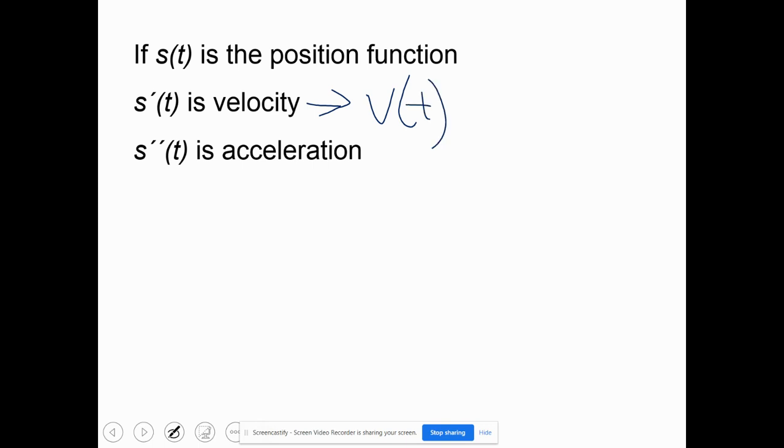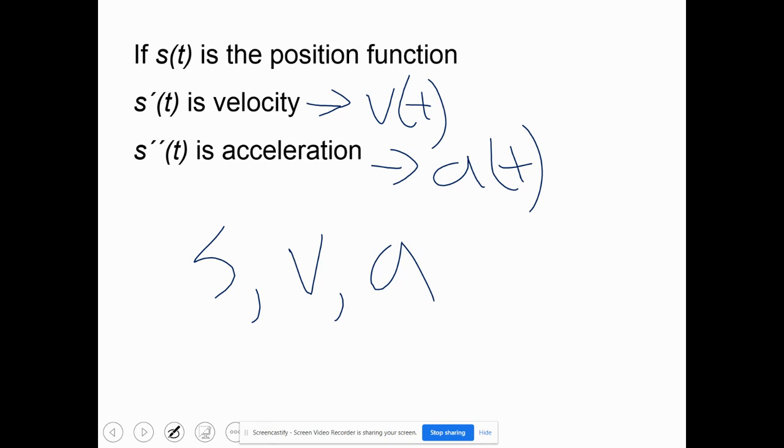As it turns out, the second derivative, the derivative of velocity, is called acceleration. S double prime is acceleration. And we don't usually use S double prime when we're talking about position, velocity, acceleration. We talk about A of t. Right? Position, velocity, acceleration. S, V, and A. The function, the derivative, the second derivative.